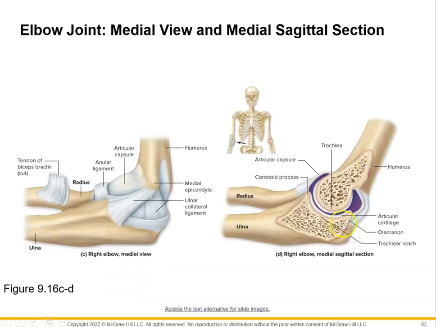So you can see here a sagittal view of the right elbow. You can see humerus here. Here's the trochlea of the humerus, and it fits into the trochlear notch of the ulna. Here's the articular capsule. And you can't see from this view, but it's also enclosing the humero-radial joint.